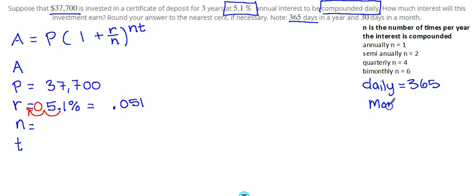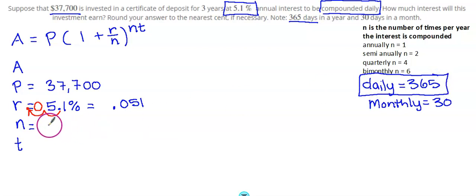This list came from your Learn section of Hawks. So we're using compounded daily. That is 365, number of times a year. And then T stands for how many years, and ours is deposited for 3 years. So T is 3. Let's take this information and put it in our formula.